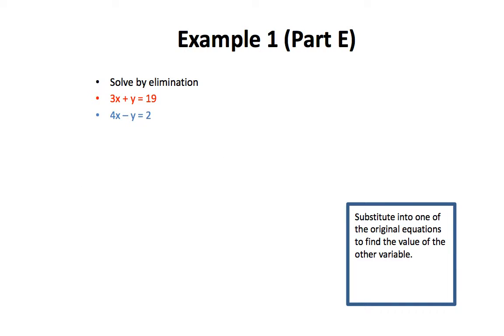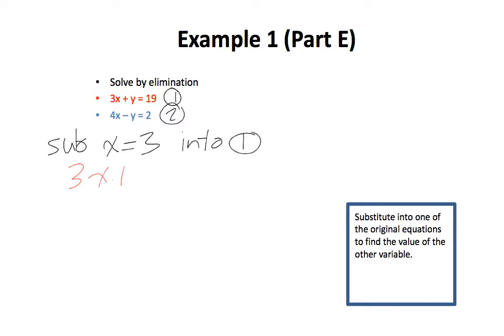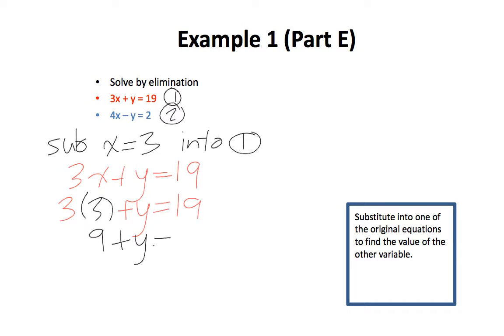Next, we want to substitute into one of the original equations to find the value of the other variable. Since I already know that x is equal to 3, I can substitute that into either equation 1 or equation 2 and solve for y. I'm going to choose to sub x is equal to 3 into equation 1. Let's start with 3x plus y equals 19. Instead of writing x, I'm going to write 3 in brackets, and everything else stays the same. So the plus y and 19 stay the same. 3 times 3 is 9. Everything else stays the same.